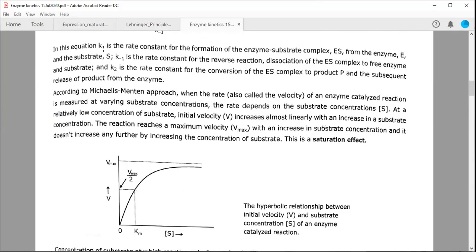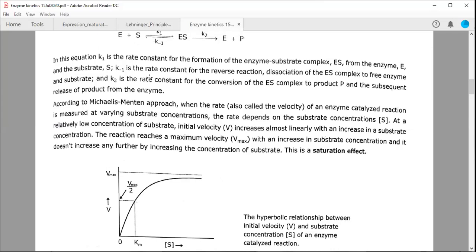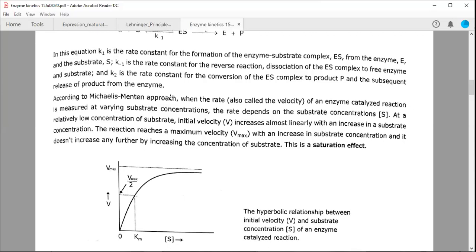In this equation, K1 is the rate constant for the formation of this complex from the enzyme and the substrate. We know K minus 1 is the rate constant for the reverse reaction, which we also discussed. The dissociation of the ES complex is given by K2. K2 is the rate constant for the conversion of the enzyme-substrate complex to the product and the subsequent release of the product from the enzyme.